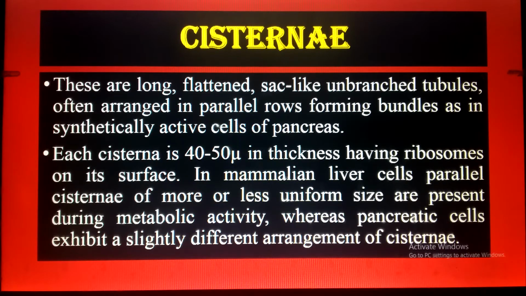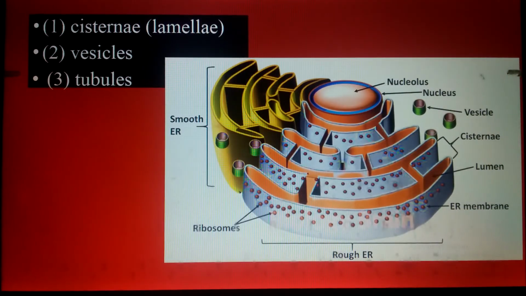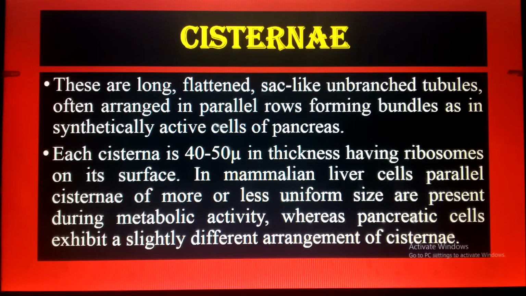Okay. Now I'm moving towards the cisternae. These are long, flattened, sac-like, unbranched tubules. As you can see here in the diagram, these are what? Unbranched. Okay. Now, these are often arranged in parallel rows forming bundles, as in synthetically active cells of the pancreas and liver and many other cells. Each eukaryotic cell contains what? The endoplasmic reticulum. Each cisterna is 40 to 50 micron in thickness, having ribosomes on its surface, as I have shown you in the figure.